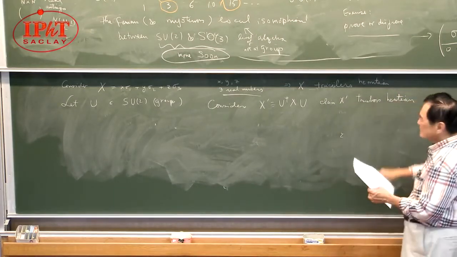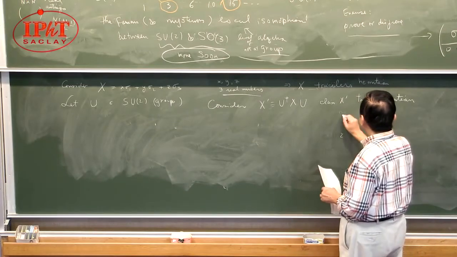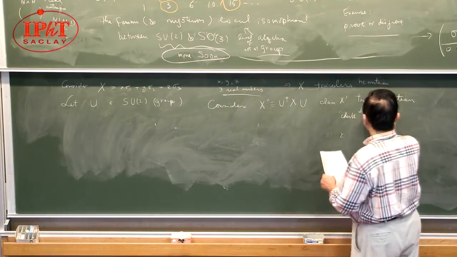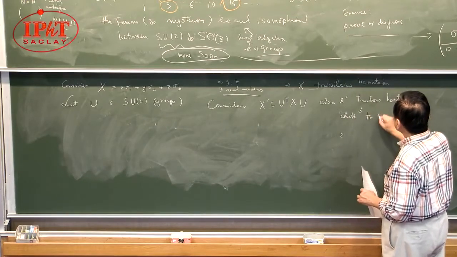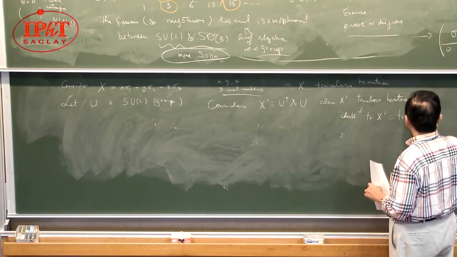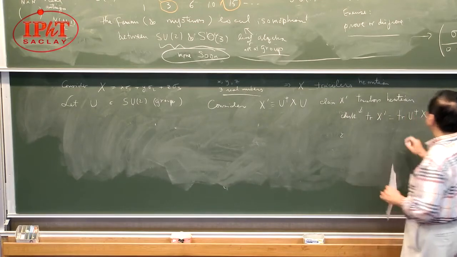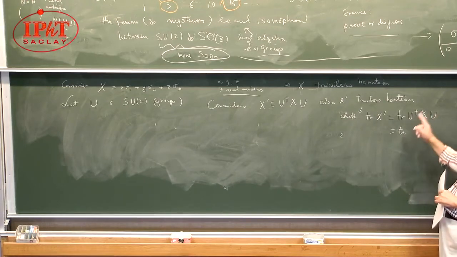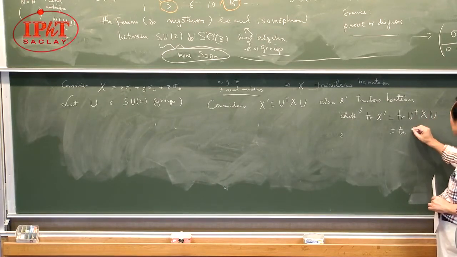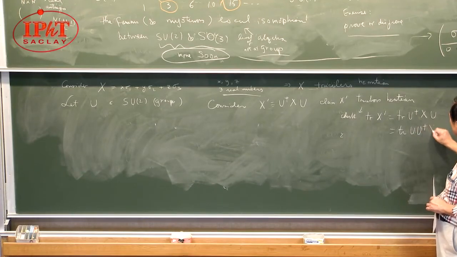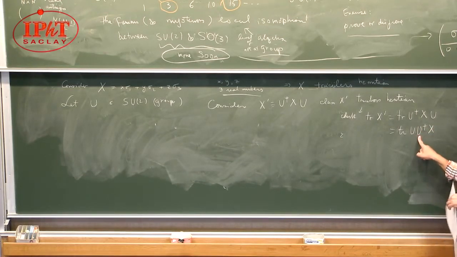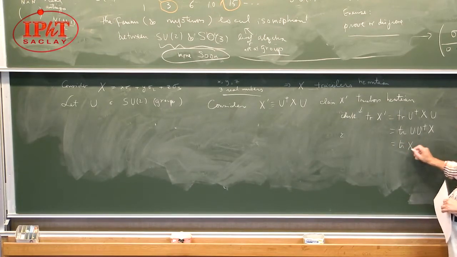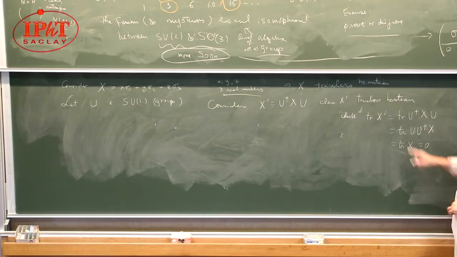Now traceless is easy to prove, so just check. Trace X prime is trace of U dagger X U. And now you use this important property of the trace, which is that the trace is cyclic. You can move the matrices together. And this is U dagger U X. And then you use the property that U is unitary. And so this is equal to trace X. And since X is traceless, X prime is also traceless.